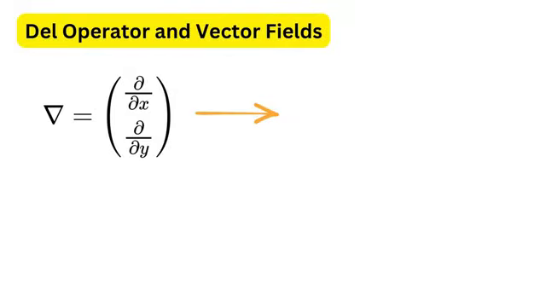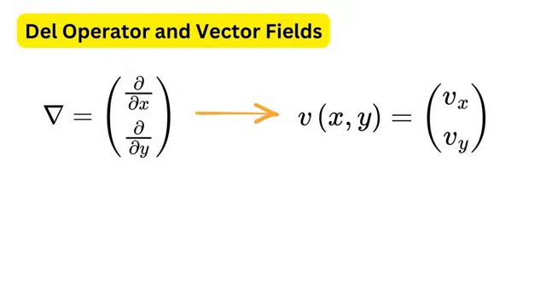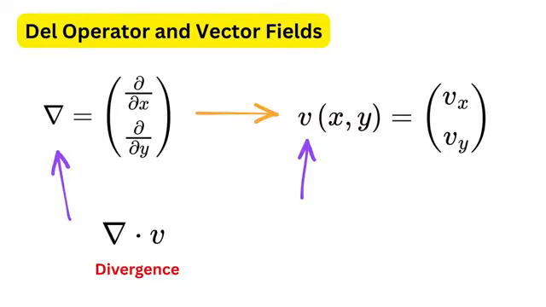Because it has multiple directional components, it behaves like a vector. When we try to apply the del operator directly to a vector field, we must be careful. Both the del operator and the vector field are vectors. There are only 2 meaningful ways to combine 2 vectors, either the dot product or the cross product. If we use the dot product, we get divergence. If we use the cross product, we get the curl.